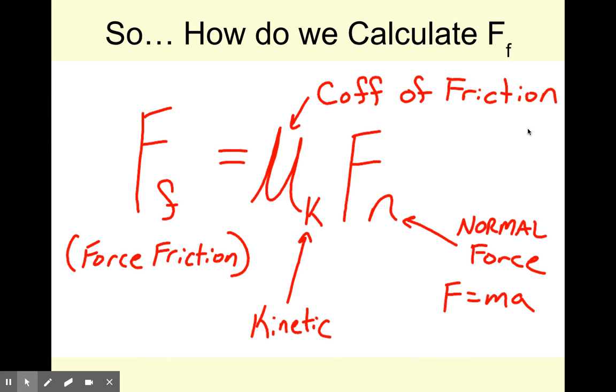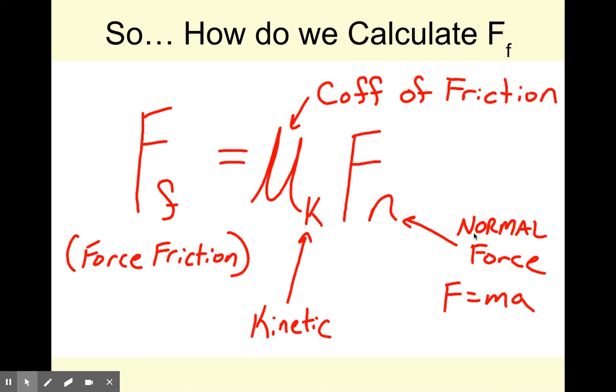If we remember, how do we calculate the force of friction? Well, you're going to have to follow along here. The force of friction, F sub f, is equal to mu sub k times F sub N, the normal force. Mu k is the coefficient of friction, which is different for every object. K means kinetic, which means things have to be moving. So usually it's always going to be the kinetic coefficient of friction. And then F sub N is the normal force.